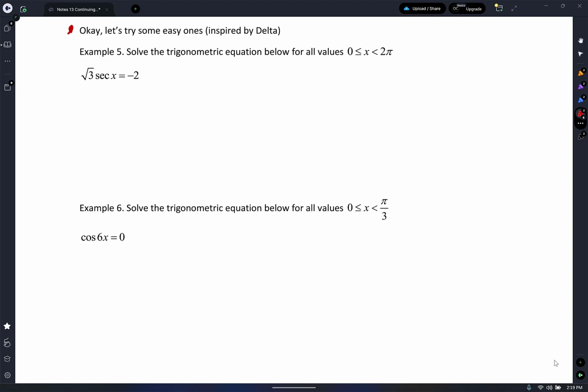Yeah, so look how easy these are. Whenever it's a perfect coordinate, all you need is your unit circle and hand.